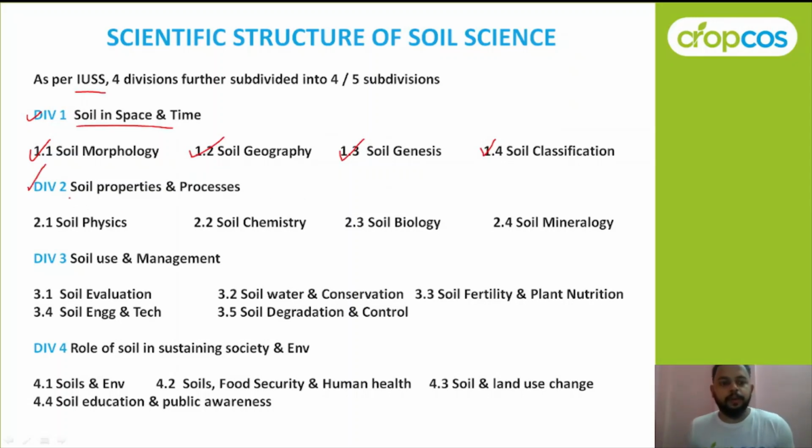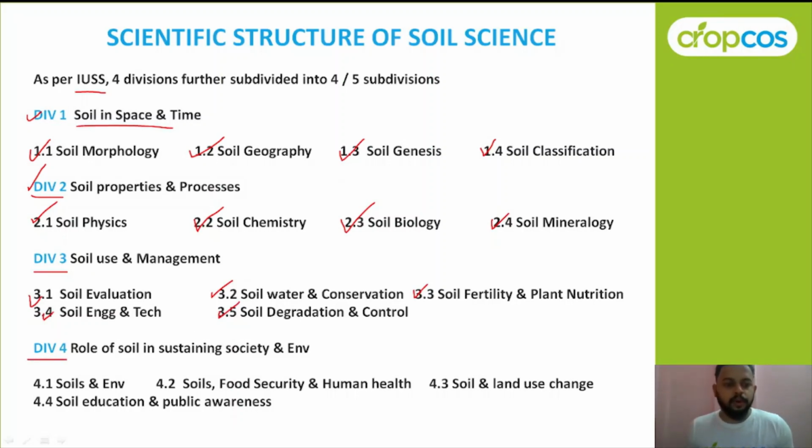Next we have soil properties and processes. To study this, it is divided into soil physics, soil chemistry, soil biology, and soil mineralogy. Our particular course title, Fundamentals of Soil Science, will mainly focus on division 2. Next we have soil use and management, which is again classified as soil evaluation, soil and water conservation, which is a very important part, soil fertility and plant nutrition, soil engineering and technology. Lastly, soil degradation and control.